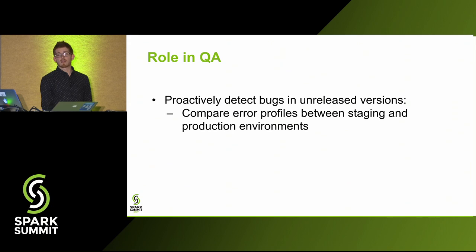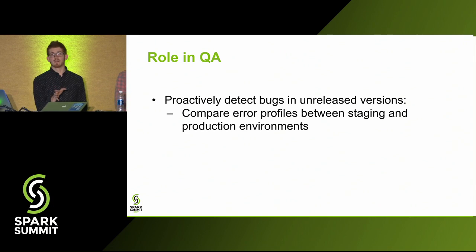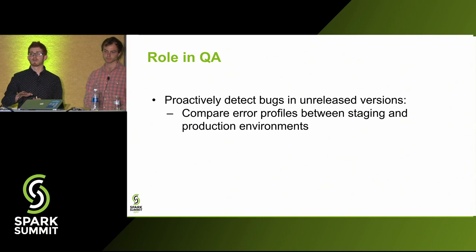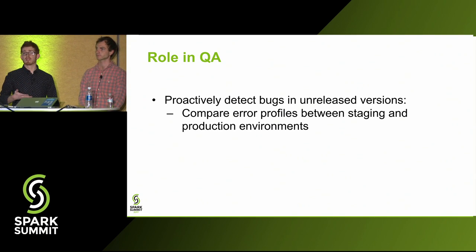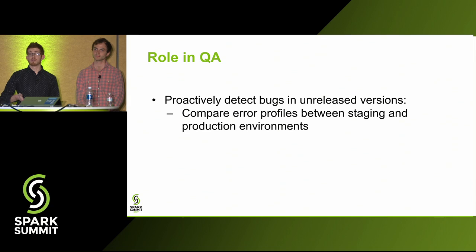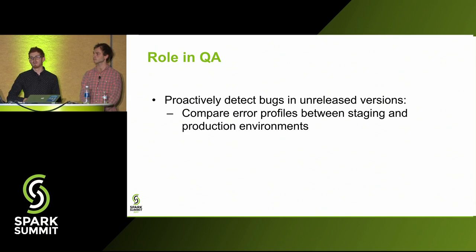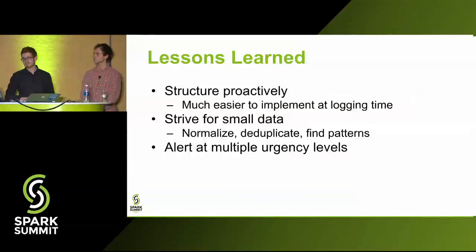We use it for monitoring, but it also plays a very valuable role in QA in preventing bugs in the first place. One thing we can do with this framework is take a diff of the error profiles produced by a staging version that we're testing and a production version that we have deployed. We can use this to quickly surface new bugs that we've introduced or ones that we fixed. So it's very useful at that phase of development as well.